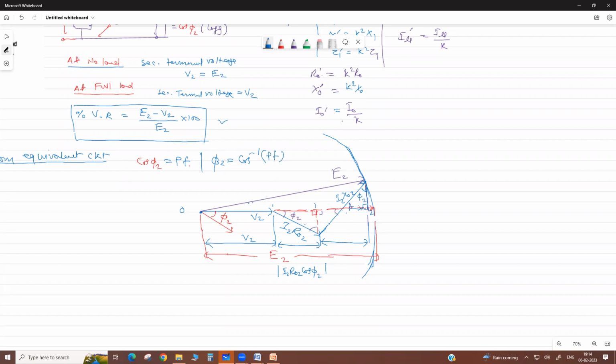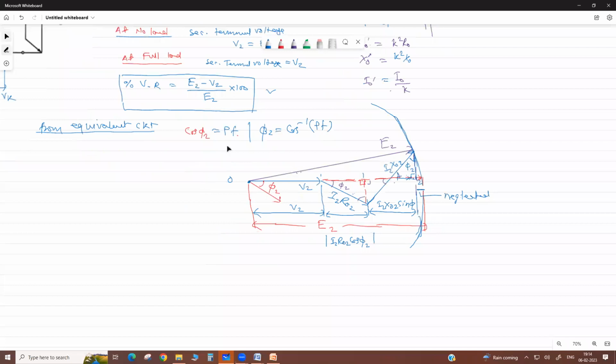Now on this angle side, the vertical component comes cos theta. If you take the horizontal component along this, what will come? It comes I2 X02 sin phi 2. Please remember. And this small portion we neglect.